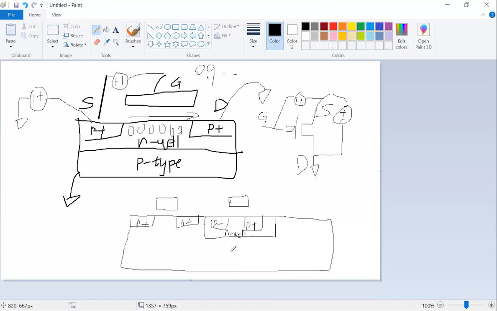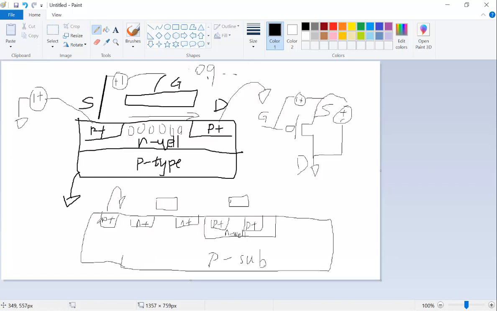And this is a P substrate. Sometimes I put a P sub, sometimes I put a P dash type, P type or P sub. All right. If you want to short the body or the P type substrate to ground, what you are going to do is you put a P plus here, right? And you ground it. Then your whole body is grounded.